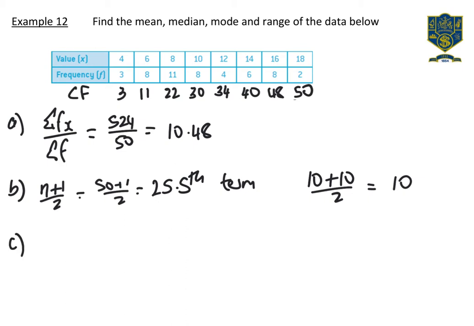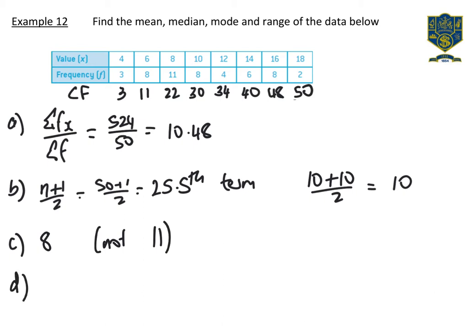The mode is the most popular, the highest occurring, the most frequent. And we can see that with a frequency of 11, 8 is the highest value. And we give the x value as the mode, not the frequency value. So it's 8, not 11. So 8 occurs 11 times, so that's the value.